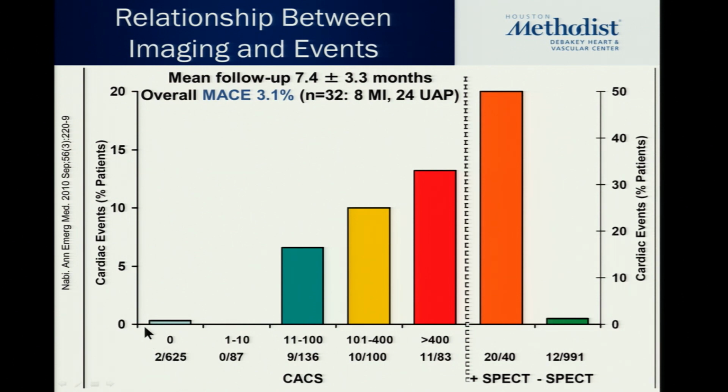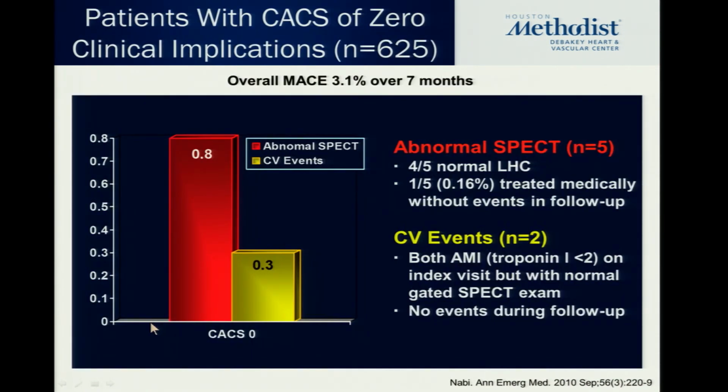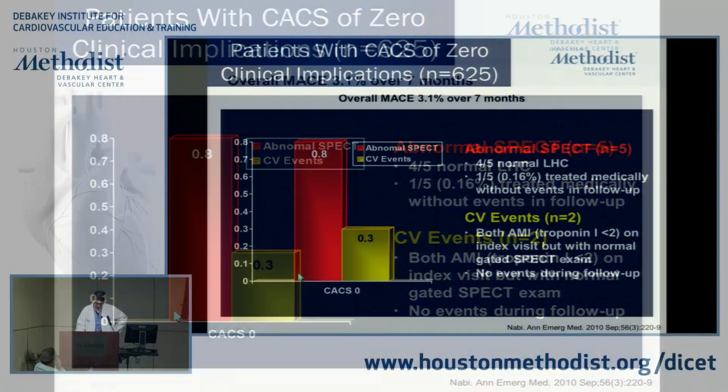And this is data from our own lab. And who were those 2? It turns out those 2 patients both had troponin elevation, so they were diagnosed as acute MI, but they had normal stress images during the index hospitalization. So they had some troponin elevation, their SPECT was normal. I'm not sure what exactly it means. Maybe it wasn't even related to myocardial injury.